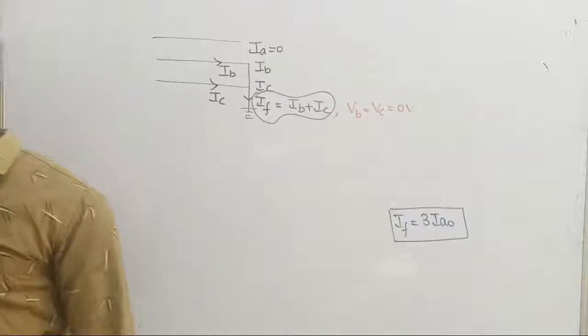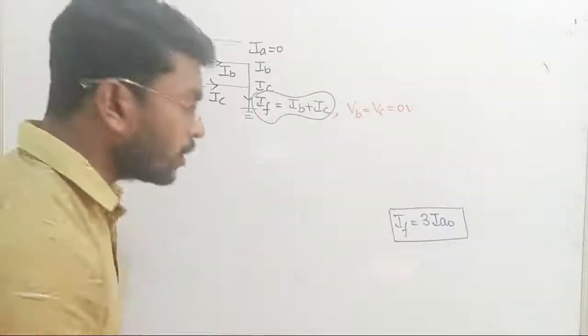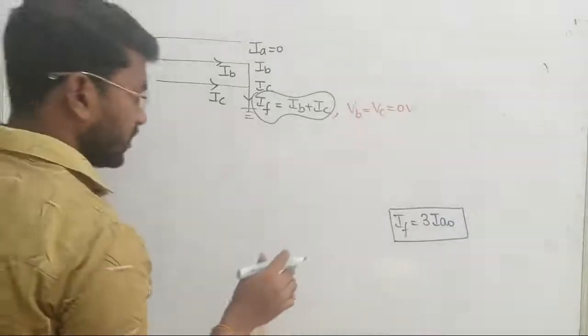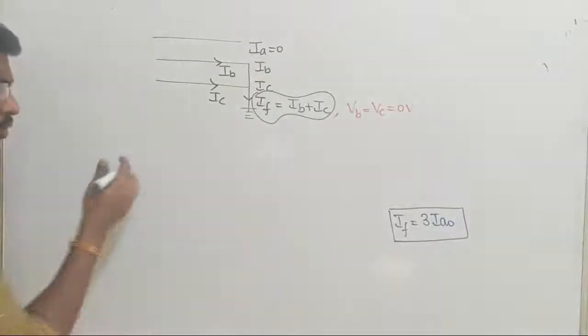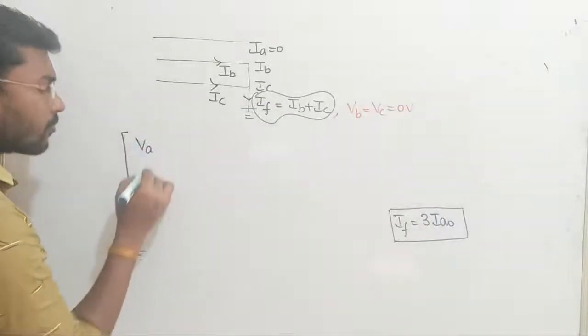Our target is fault current only, but I have to draw the equivalent circuit. Circuit adha ungal fault current estimate panna mudiyum. So let us go with that procedure. In that way, what I have to do, let me write the expression for VA VB VC. Let us see what will happen.